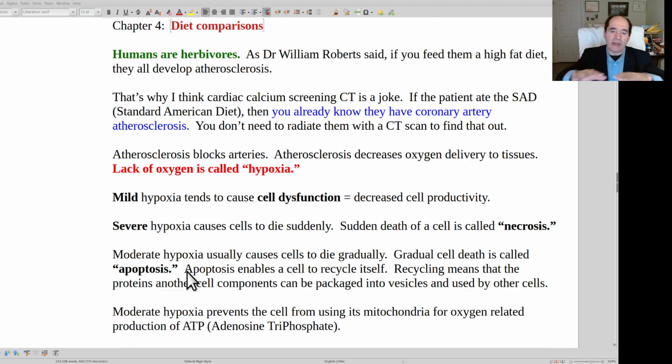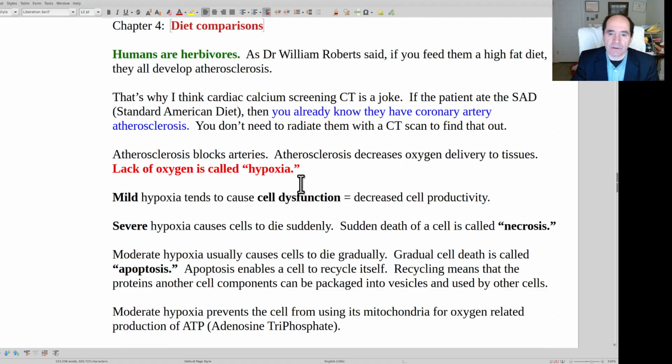Versus gradual death of cells by moderate levels of hypoxia, middle levels of hypoxia, lack of oxygen, will cause the cells to die slowly, gradually, and they'll be recycled. The outer plasma membrane does not lyse. Their inner chemical constituents are put into vesicles and reabsorbed by the immune system, like in the brain, the microglia, for example. So that's what often happens, like in the brain, and so the brain just shrinks and the person gets stupider. Moderate hypoxia prevents the cell from being able to get the most function out of their mitochondria for oxygen-related metabolism of glucose to make a lot more energy.